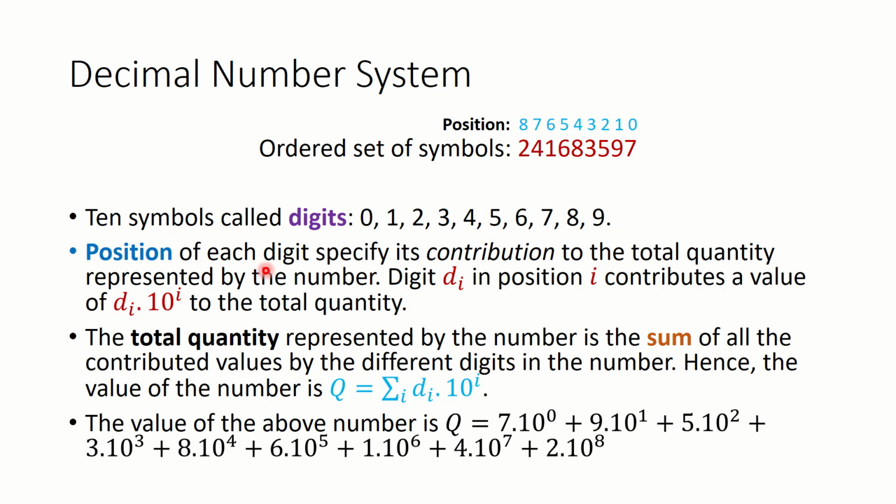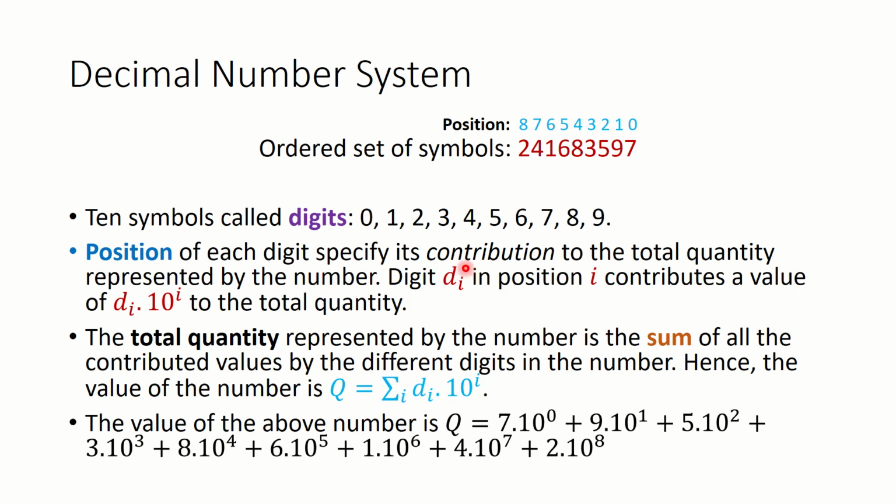So, the first point is this: the position of each digit specifies its particular contribution to the total quantity represented by the number. The total quantity is basically divided among all these symbols occupying a particular position. So, the position of the digit specifies its contribution to the total quantity represented by the number.